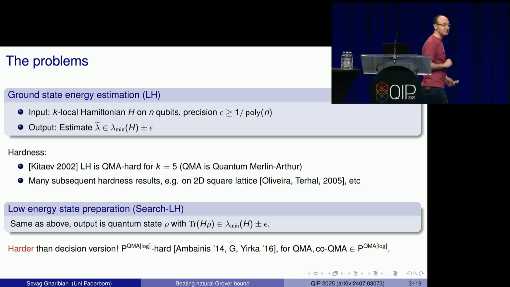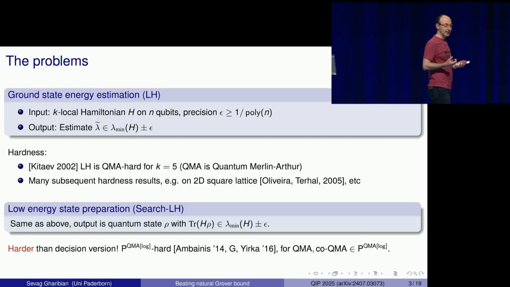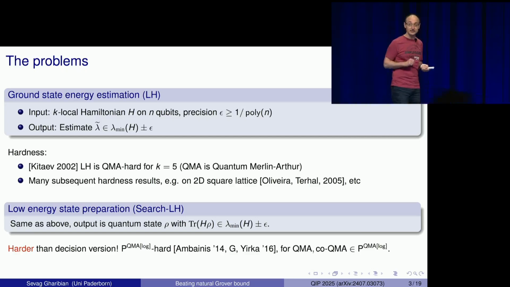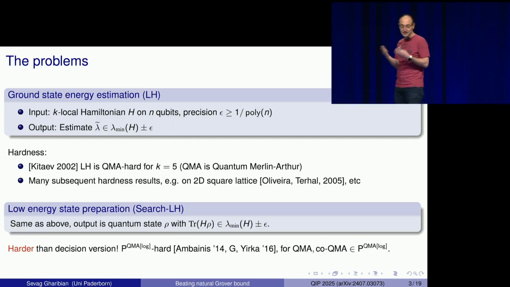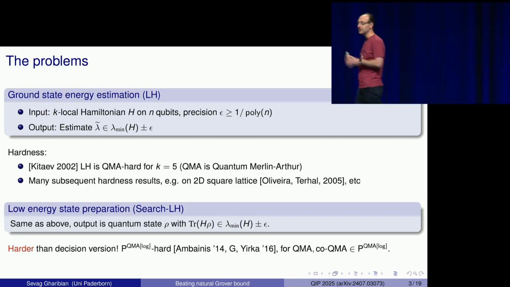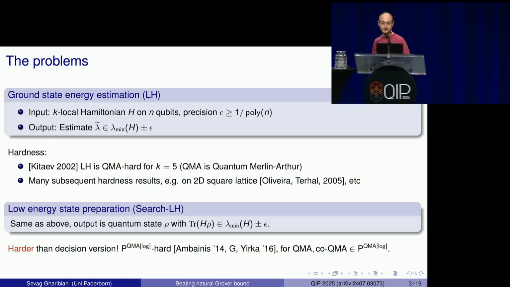The second problem we'll study is related. Now I don't want the ground state energy, but I actually want the low energy state. It's defined the same way, but the output is a quantum state, and the energy of this state is supposed to be within the same energy bounds. Let me briefly point out that this problem is actually harder than ground state energy estimation. Complexity-theoretically, it's P to the QMA[log]-hard, a class which contains both QMA and co-QMA. So it's really a harder type of problem. But I won't say more about that in this talk.